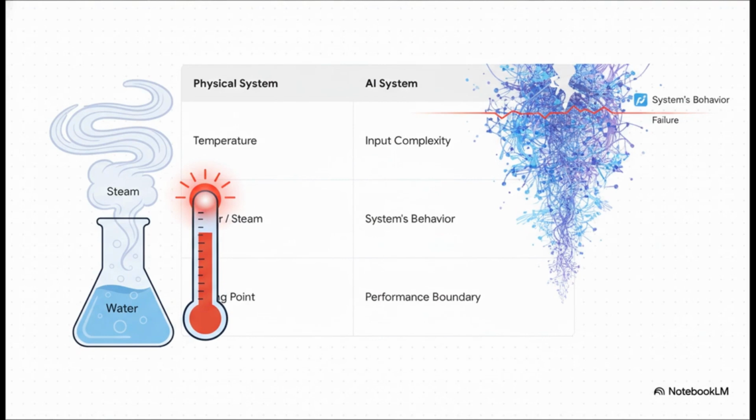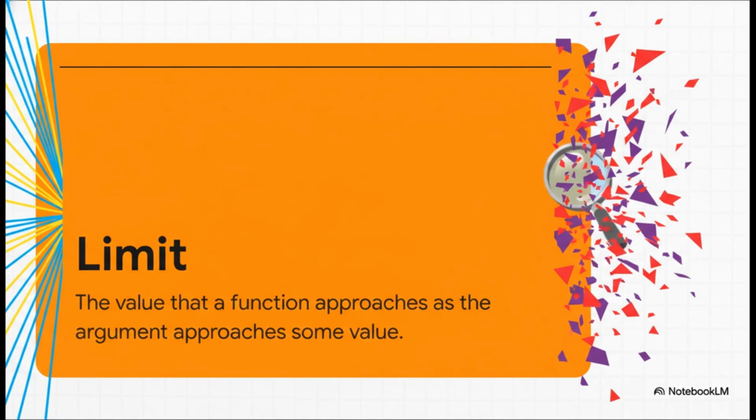So let's map this right back to our AI problem. Think of the complexity of your request as the temperature. The system's normal, successful behavior, that's the water. And that sudden point of failure, that's the boiling point. It's a performance boundary. The AI isn't just getting worse at the task. It's actually being pushed completely out of its normal operating state. There's even a mathematical term for this, called a limit. It's all about what happens when a function gets closer and closer to some specific value, to a boundary.